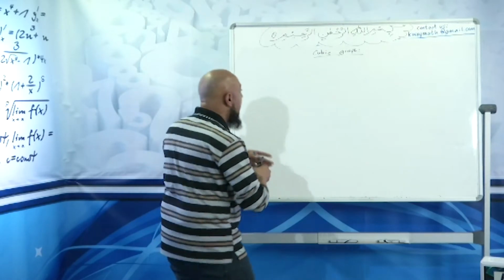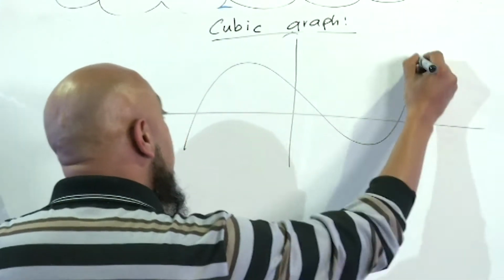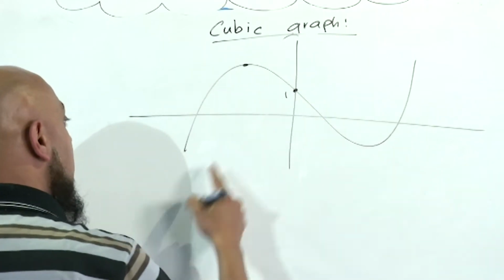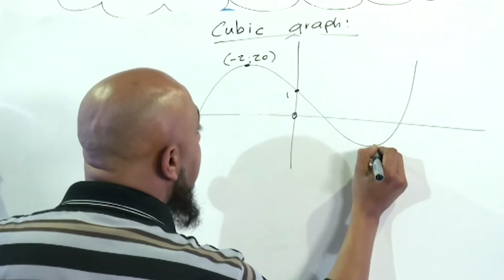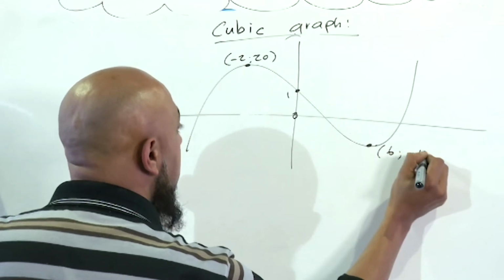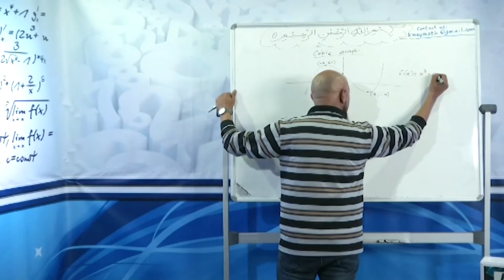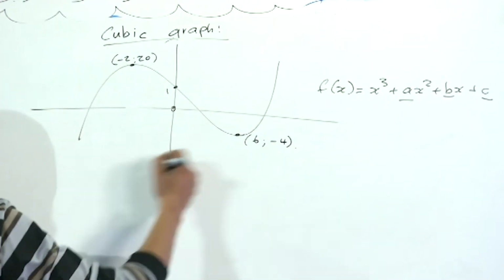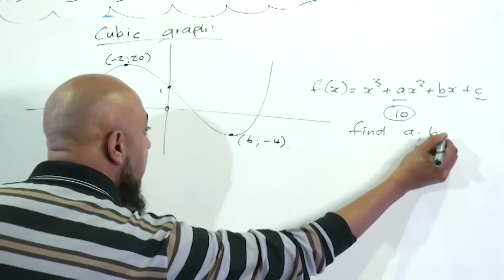Let's do scenario 2, and scenario 2 looks like this. Now what happens in this case when the stationary points are given? So now they don't give you the x-intercepts, they give you a c value here of 1, a y-intercept here of 1. They give you this as minus 2 and 20, and they give you this turning point here as 6 and minus 4. They tell you that the graph is given by f of x is equal to x cubed plus ax squared plus bx plus c. Find a, find b, find c. 10 marks.